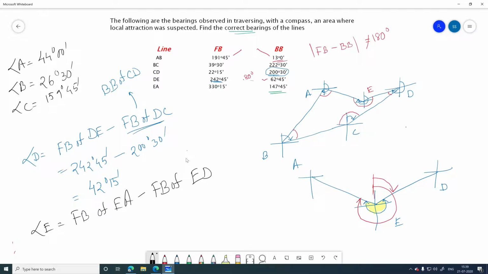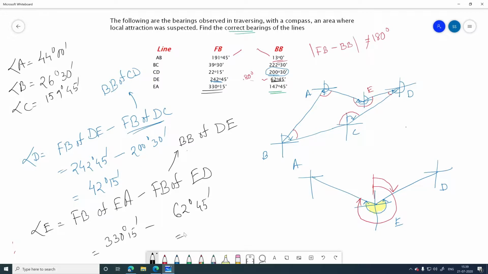Now, is the forebearing of ED given or not? No, it is not given, so you can convert it like the back bearing of DE. Just shifting the sides. So the back bearing of DE is nothing but 62 degree 45 minutes, and the forebearing of EA is 330 degree 15 minutes.